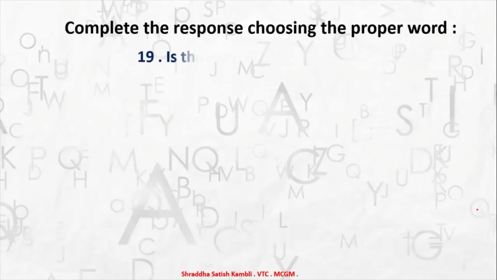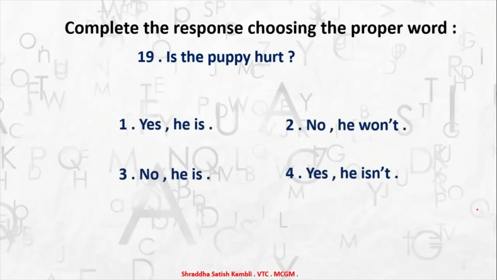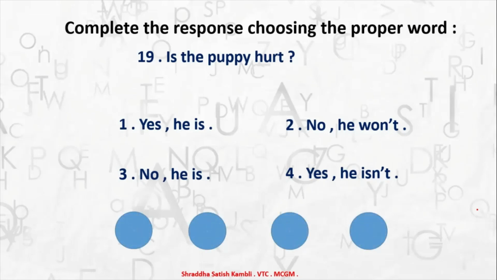Coming to the second last question in this video. Is the puppy hurt? So which is the answer? Yes, he is. No, he won't. No, he is. Yes, he isn't. So which will be the correct answer, children? It will be the first one. Yes, he is. If I say no, he won't, it doesn't match at all. If I say no, he is, then it doesn't match at all. If I say yes and he isn't also, it doesn't match at all.